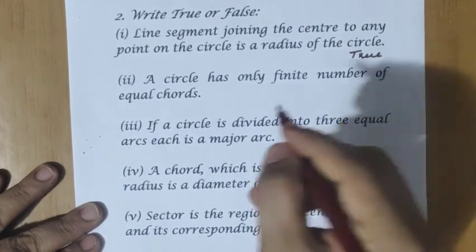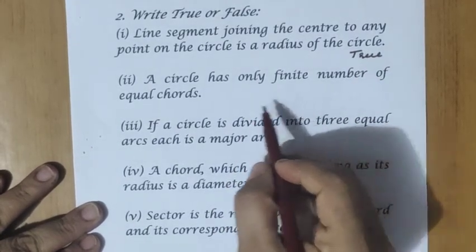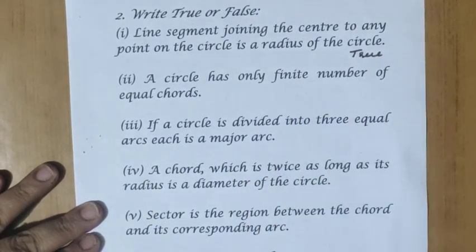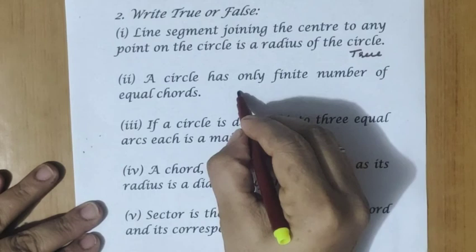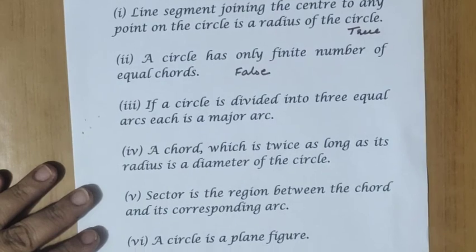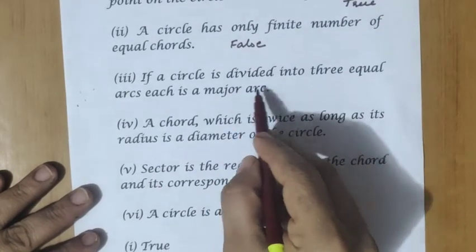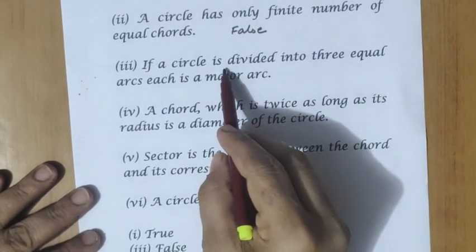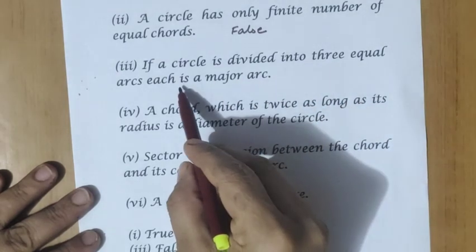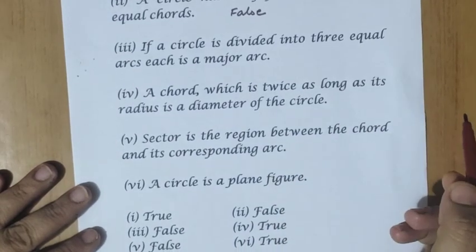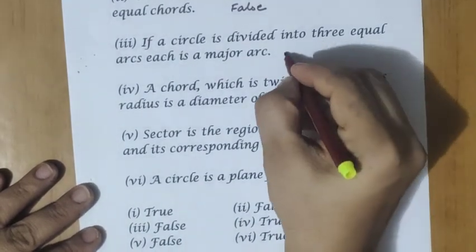Then the next question: a circle has only a finite number of equal chords. Wrong, because we can draw many chords, and equal chords also we can draw in a circle. So it is false. If a circle is divided into 3 equal arcs, then each is a major arc. See, if a circle is divided into 2 equal parts, then we know each is a semicircle. Now they are saying that a circle divided into 3 equal arcs gives a major arc. Not possible, because a major arc must be more than a semicircle. So it is again false.